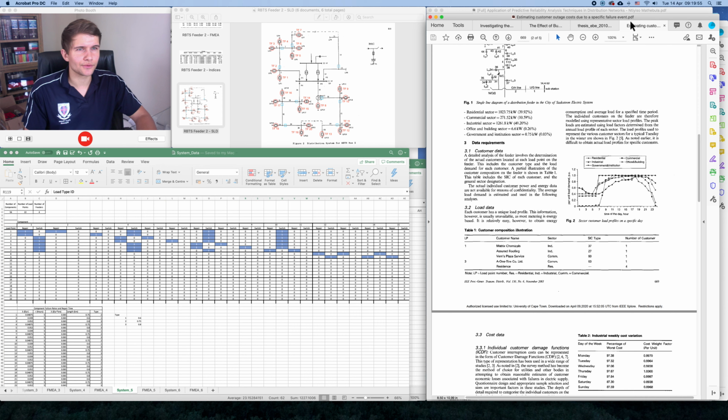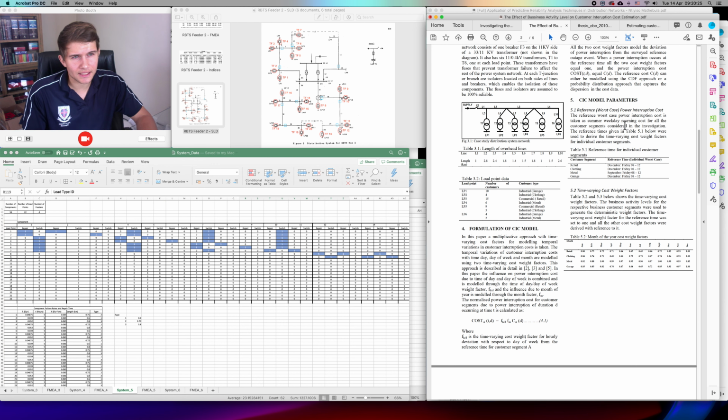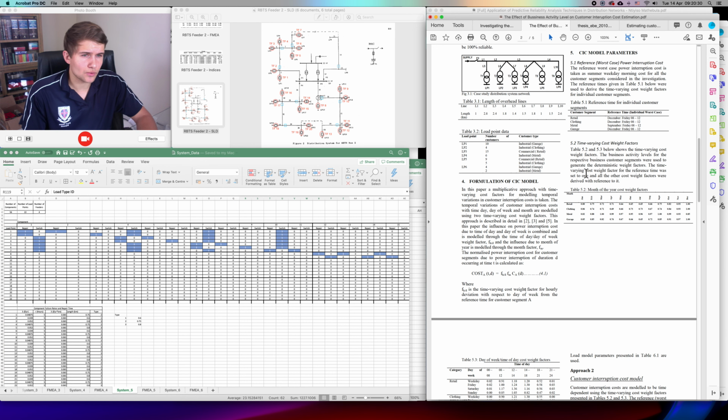Oh yes, so back to this paper here. He uses this cost, C_A, F_HD, F_M, C_AD, which is the weighting factor for the hour of day and the day of the week. The F_M is just the month of the year, and then C_AD is your average cost, worst case cost. It's up here. There's a better word: reference cost, sorry. And he takes it from his worst case power interruption cost, and then he takes that from these particular days, and these weighting factors all make sense to me.